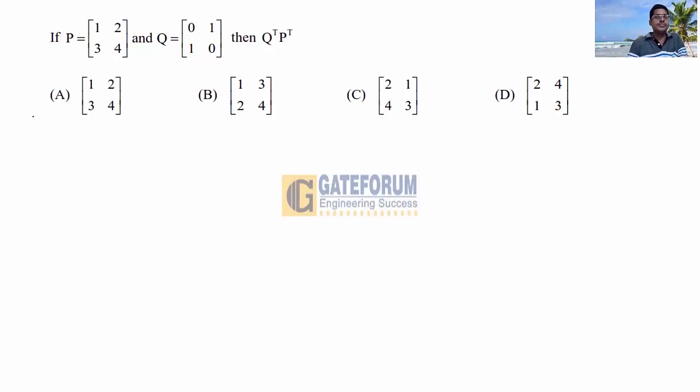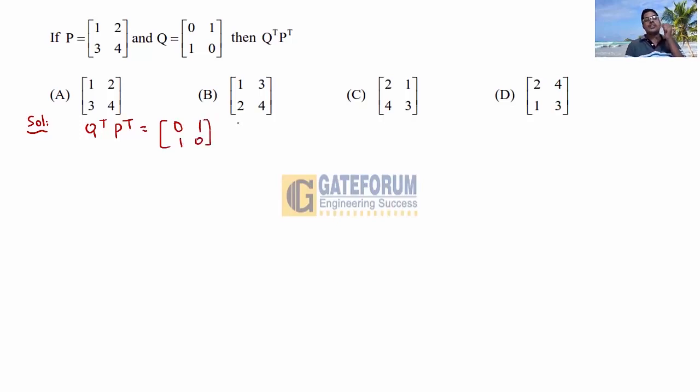Solution is transpose of a square matrix or any matrix: interchanging rows and columns. So Q transpose into P transpose directly. Q is 0, 1, 1, 0. So on transposing, please remember diagonal elements won't change their position. So you will be getting 0, 1, 1, 0.